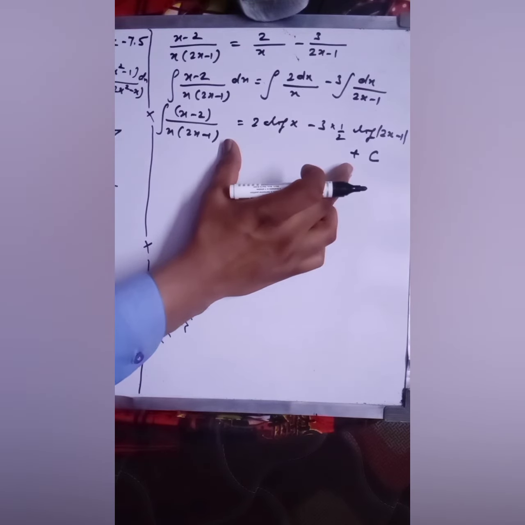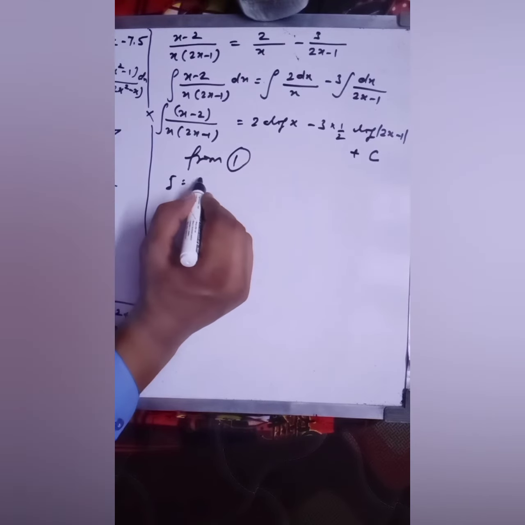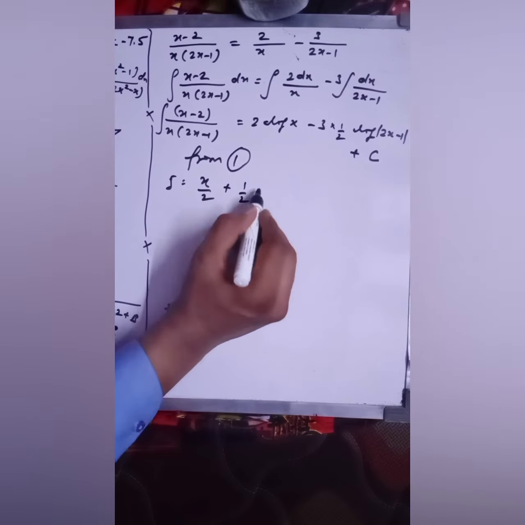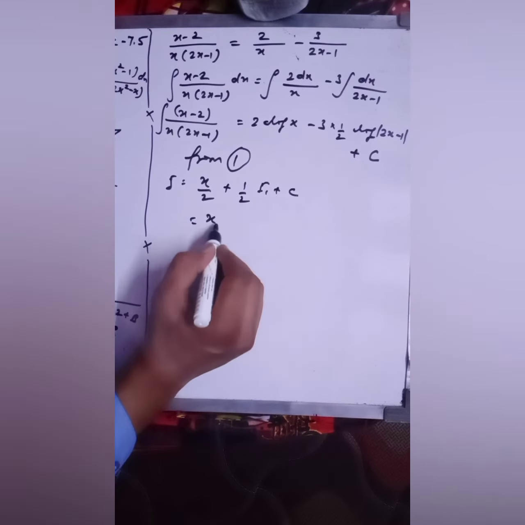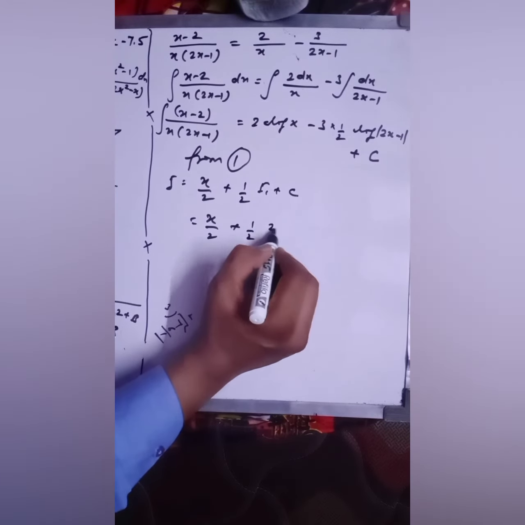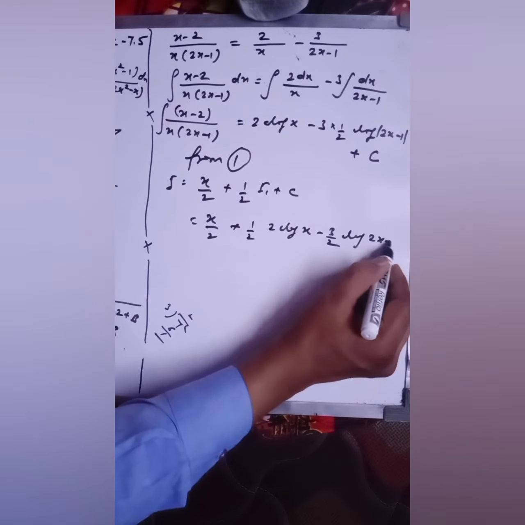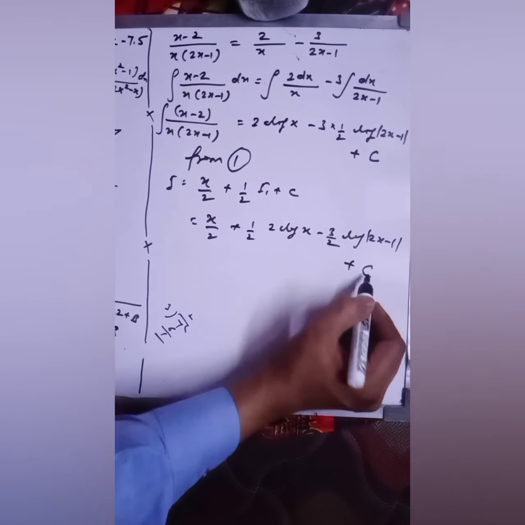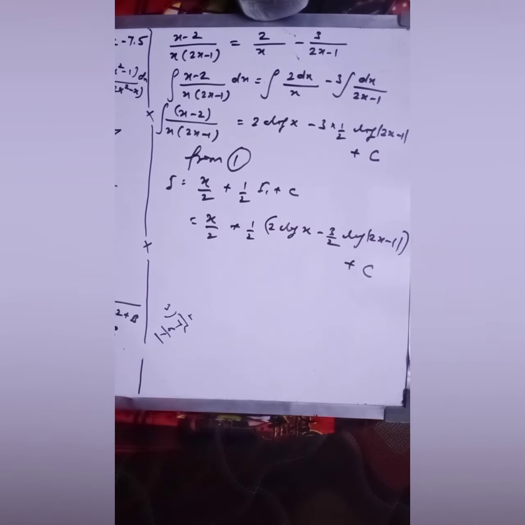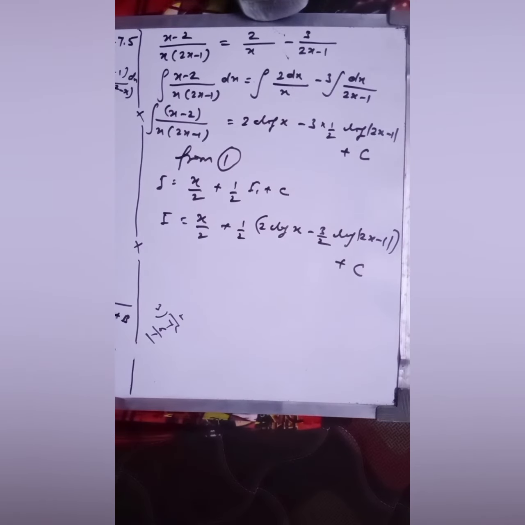Okay, so your equation number 1 was, from 1, your I is equals to x by 2 plus half I1 plus this small c. So x by 2 and half, you have to put this value of I1, which is 2 log x minus 3 by 2 log 2x minus 1 plus c. Okay, so this is your I. Got it? So this is how you can solve this question. Okay children, so note it down.